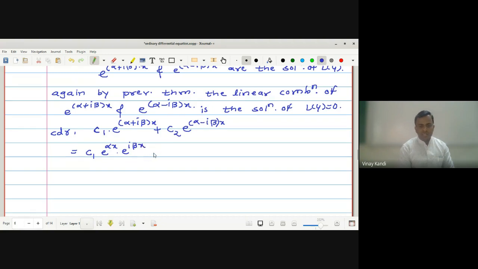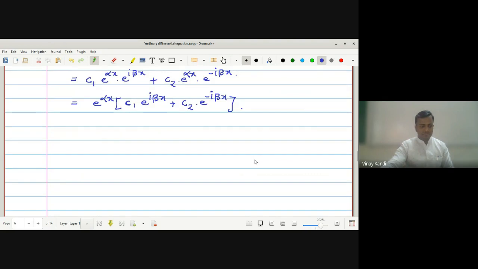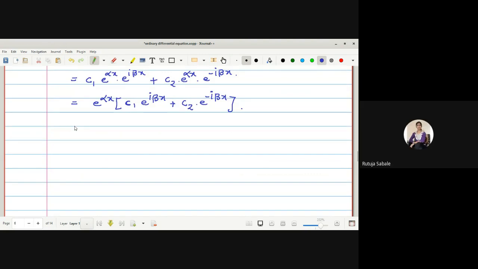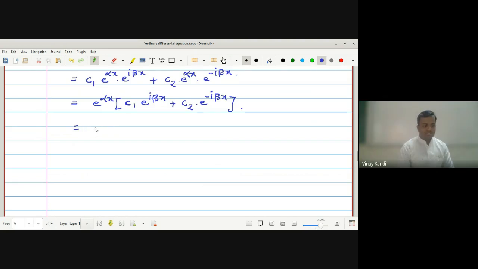Any doubt up to here? No, sir. Plus C2 into e raised to alpha x into e raised to minus i beta x. Okay, so here we get e raised to alpha x is the common, and in the bracket C1 e raised to i beta x plus C2 into e raised to minus i beta x. But what is the value of e raised to i theta? Cos theta plus i sin theta. Very good.